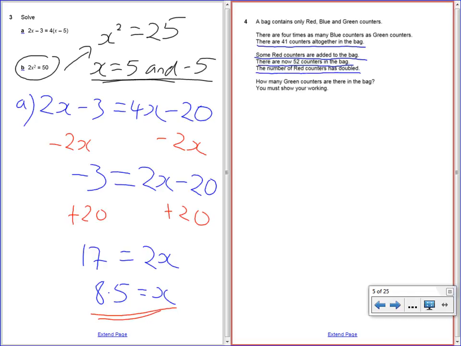So that means 52 minus 41 is 11. So adding 11 counters doubled the amount of red counters. So there are 52 counters. Adding 11 meant we doubled the amount we had of red counters. So the amount of red counters we've got now is 22.